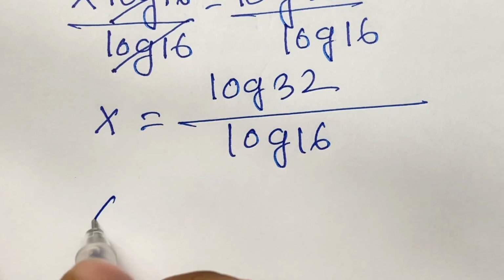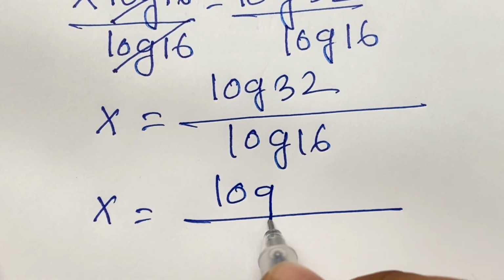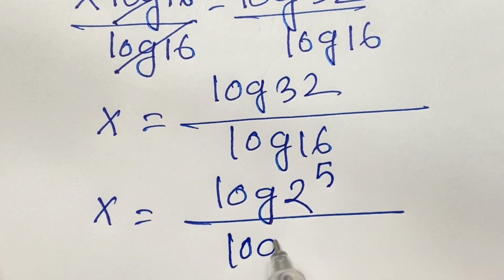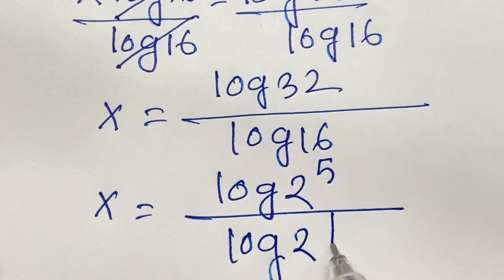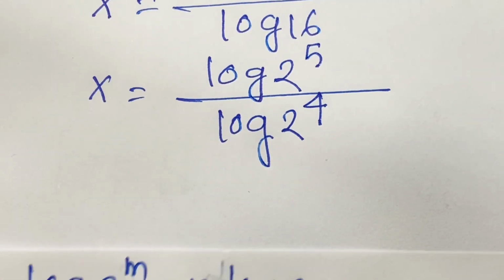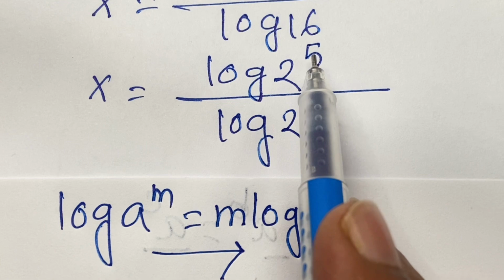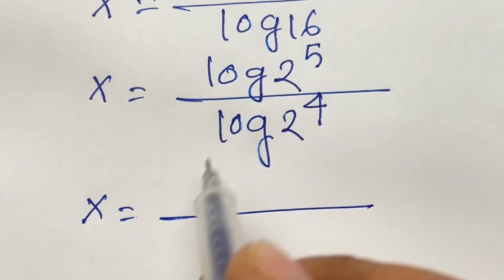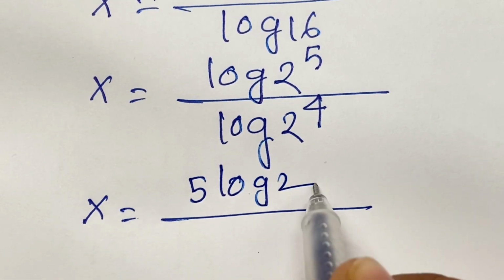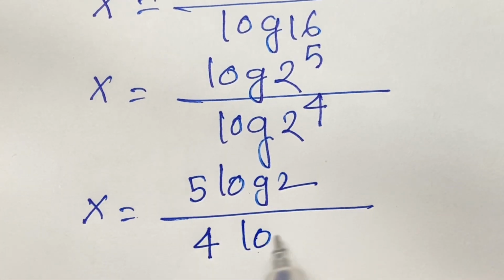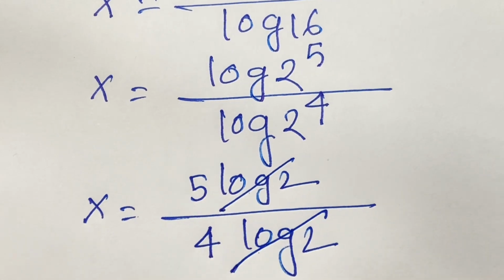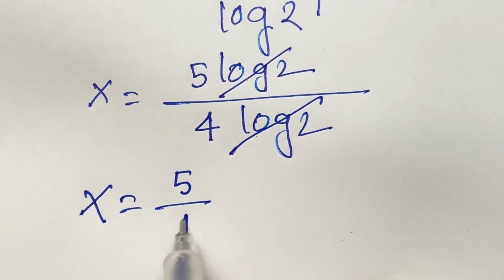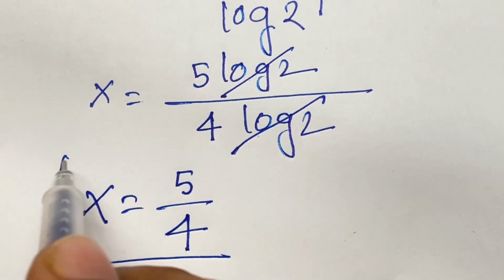Now for x equals log 32 over log 16, we know that 32 is 2 to the power 5 and 16 is 2 to the power 4. Now if I follow the rule again, this time I can say the 5 and 4 move in front. So x equals 5 log 2 over 4 log 2. Now log 2 cancels. We find the value of x equals 5 over 4. This is our final answer.